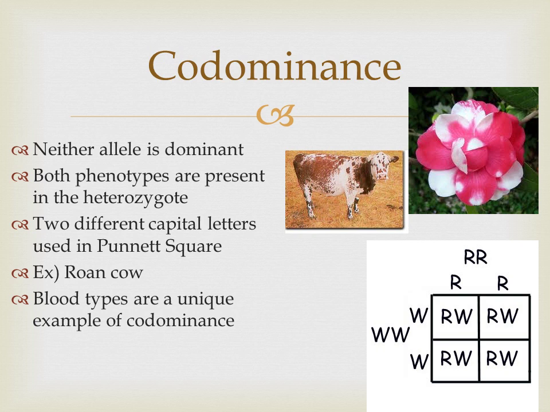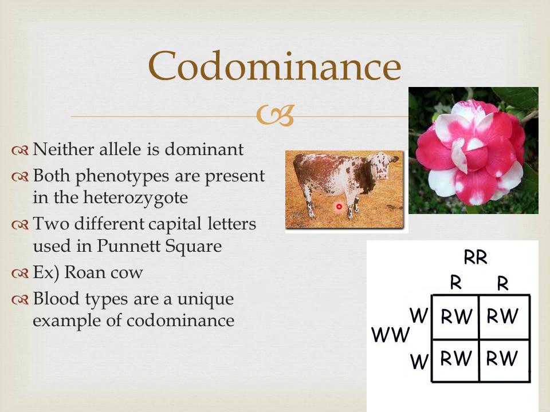And to do a Punnett square for codominance, we use two different letters. So since neither one's dominant, you don't want to use uppercase letters and lowercase letters. So for the red flowers, you'd use capital R, capital R. For the white flowers, you'd use capital W, capital W. And then you do the Punnett square just the same way as you do with complete dominance. But in this case, you're going to end up with all heterozygotes. And so all of those heterozygotes are going to show both red and white parts of the flowers.